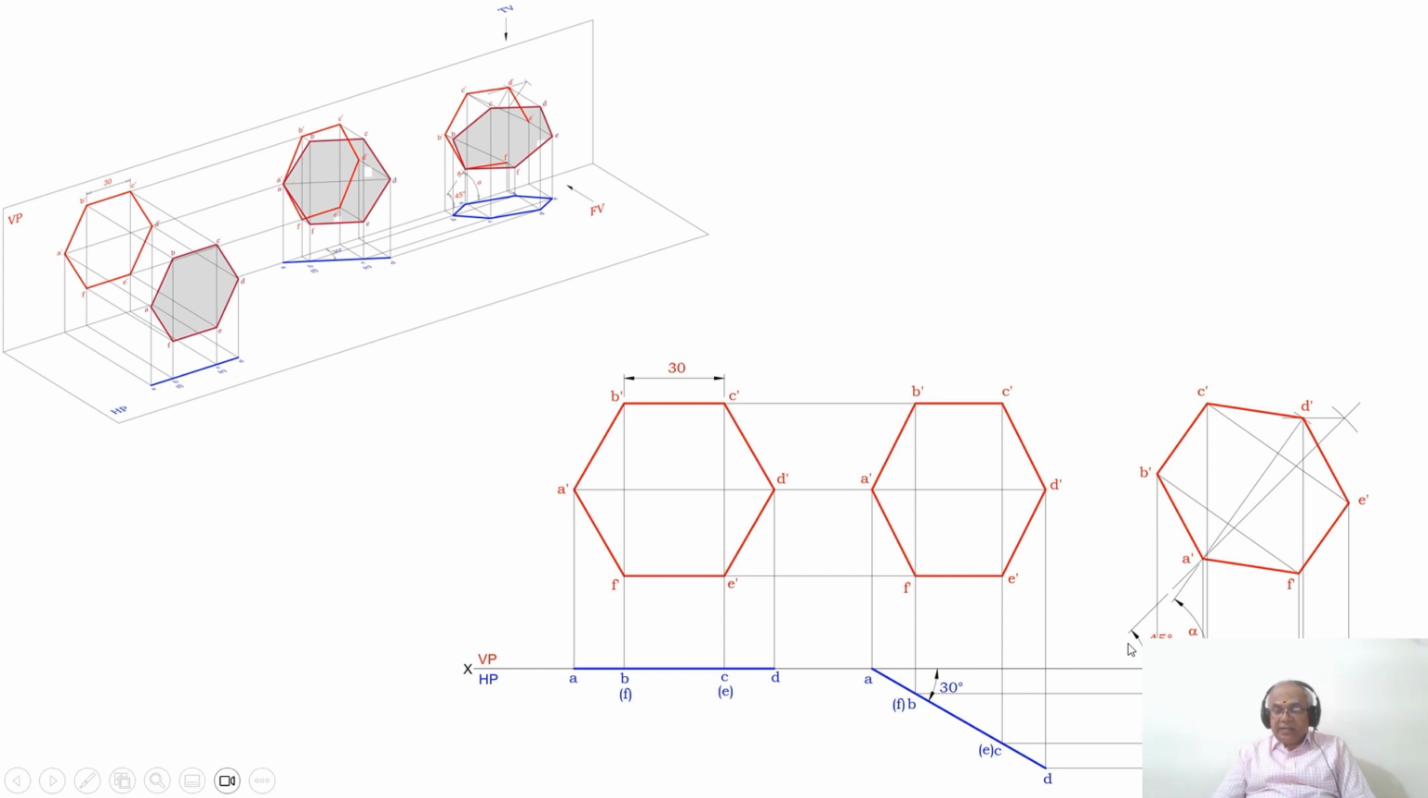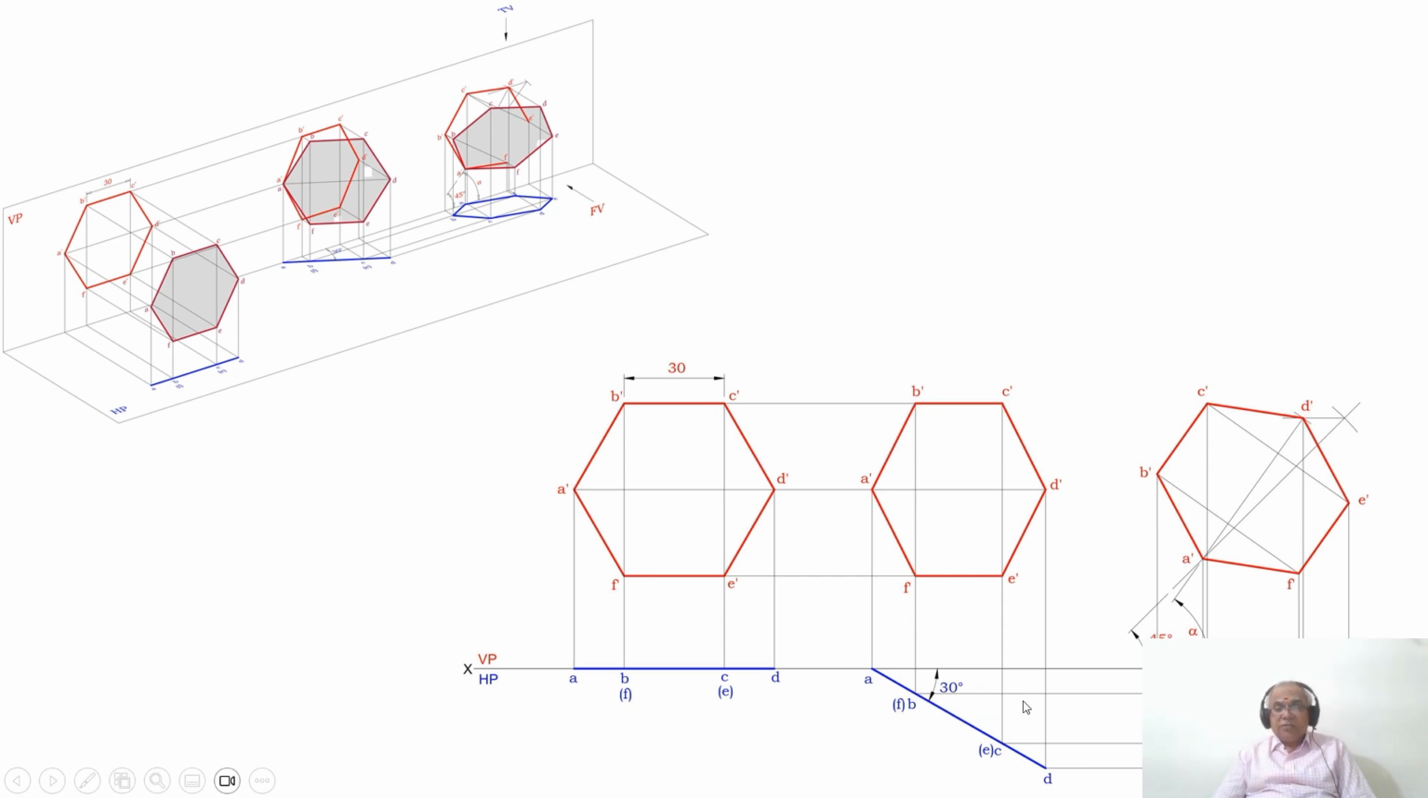Now I need to draw the third position top view. To do that, draw a horizontal projector from A from the second position top view and also from D, and draw a vertical projector from A dash to the XY line because A is on the XY line. Similarly, draw a vertical projector from D dash and also a horizontal projector from D. Both these two lines are going to intersect at this point. You mark that point as D.